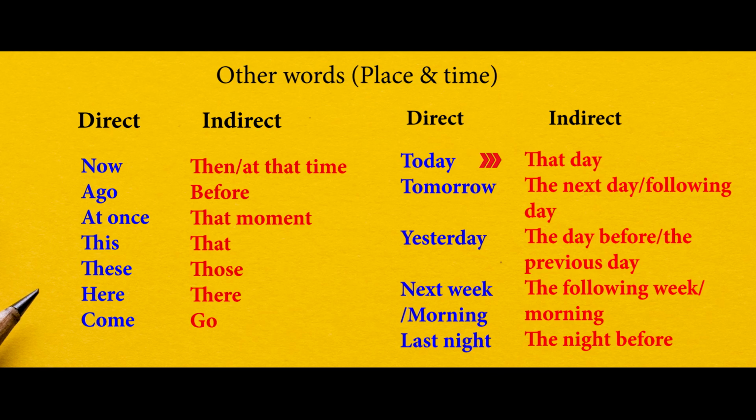Today changes to that day. Tomorrow changes to the next day or the following day. Yesterday changes to the day before or the previous day. Next week or next morning changes to the following week or the following morning. So last night changes to the night before.